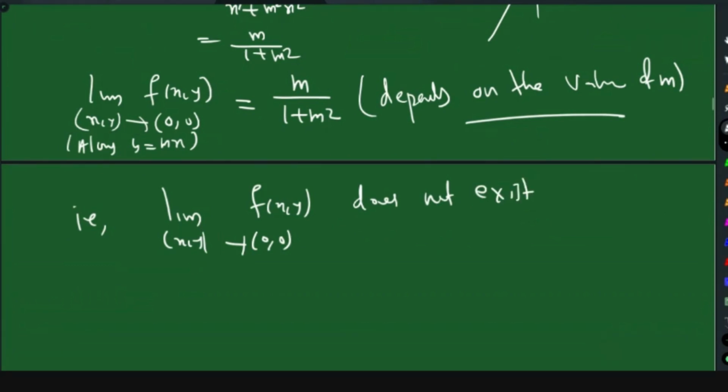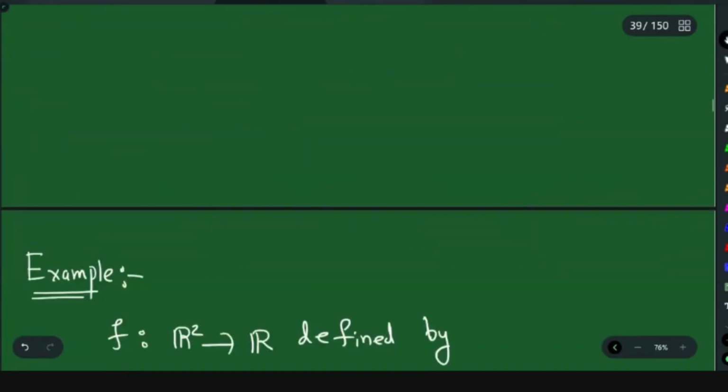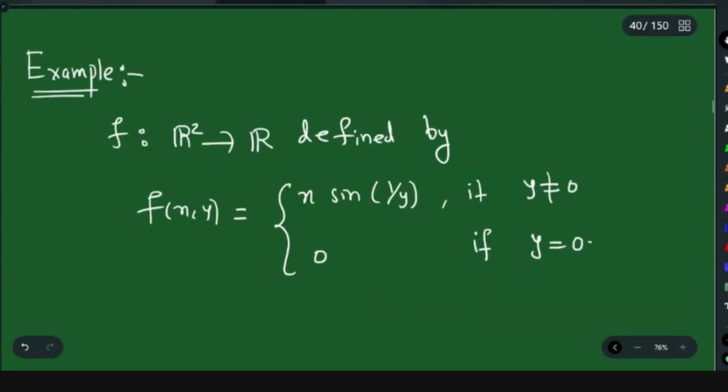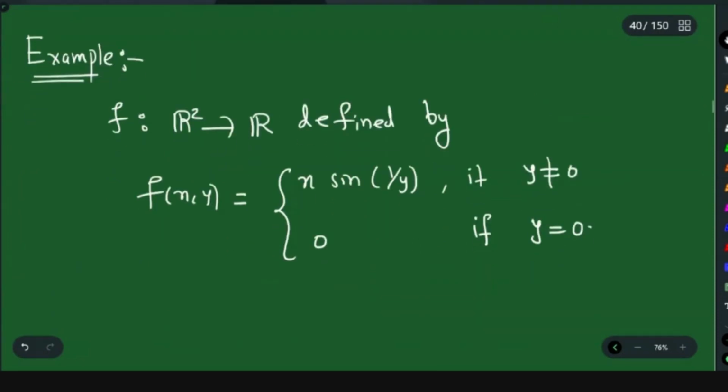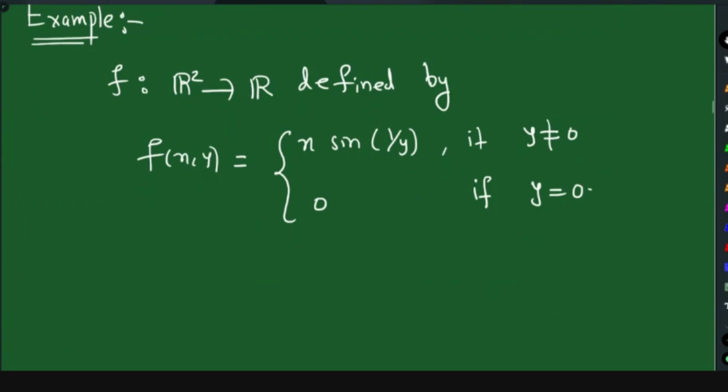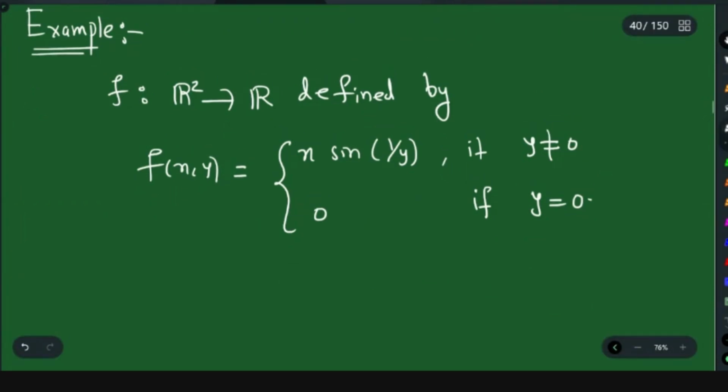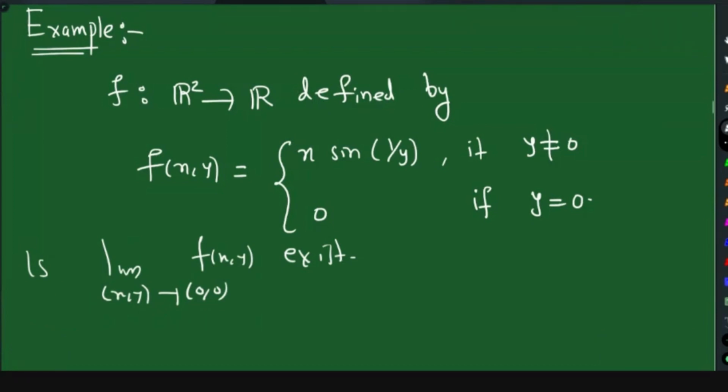Now we will see one more example. You can just look at this example. I will show that this limit exists at 0, 0. What I wanted to do is look at whether the limit at 0, 0 exists. So the question is: does the limit as xy tends to 0, 0 of f of xy exist? Let's look at this.